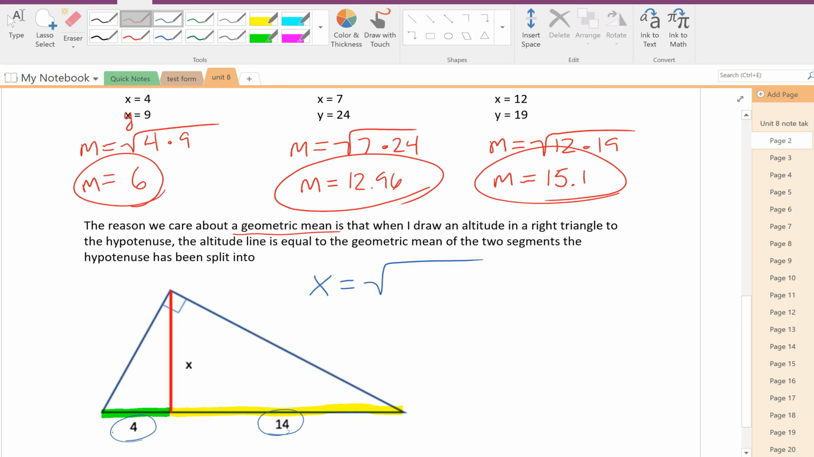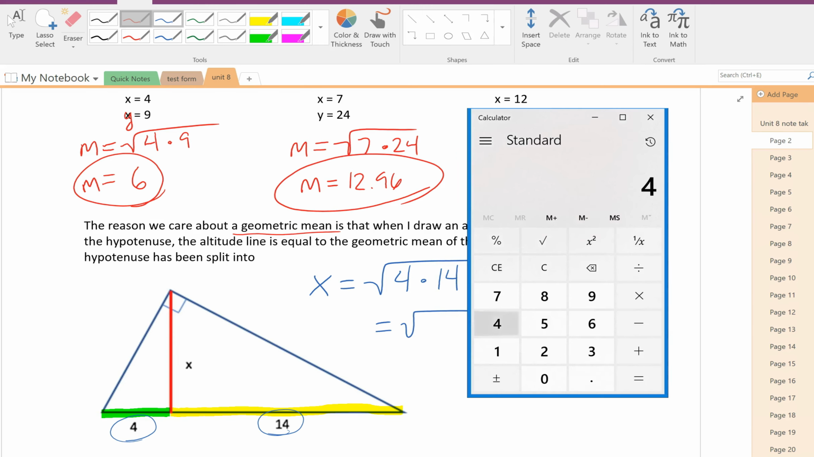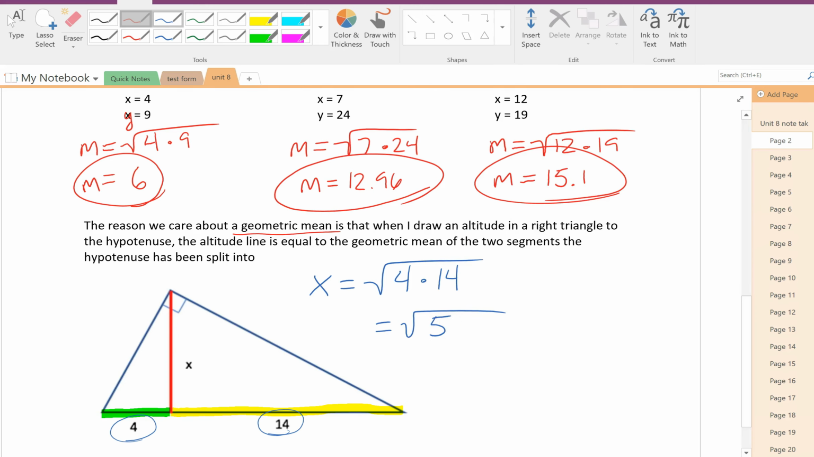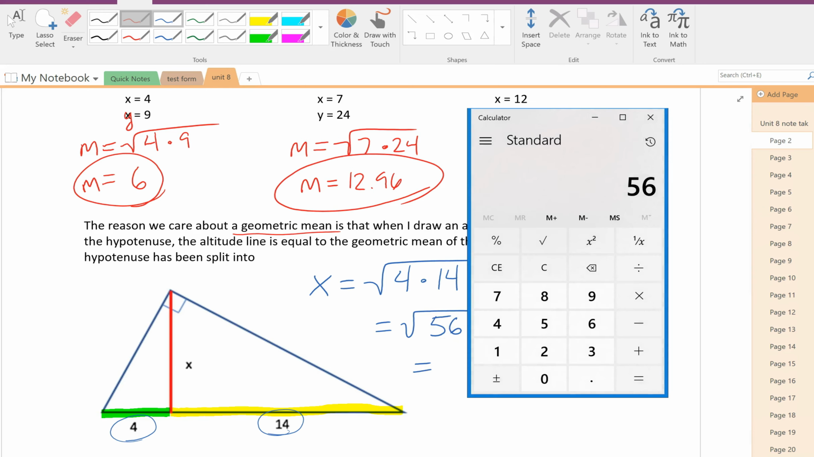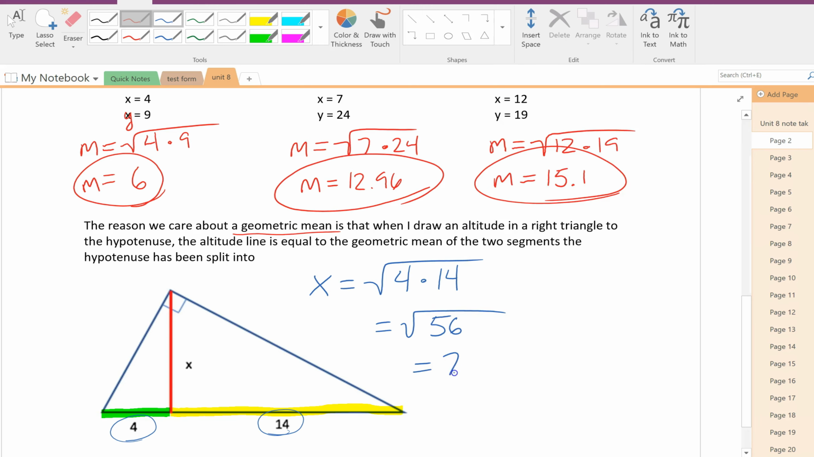So x is going to be equal to the square root of 4 times 14. So 4 times 14 is 56. And then if I take the square root of 56, I get like 7.48. And so what that means is that x right here is about 7.48 units long.